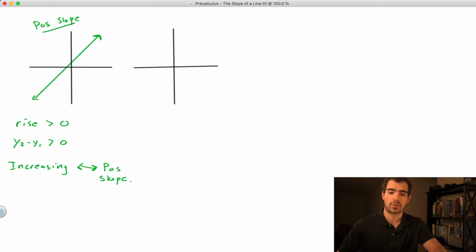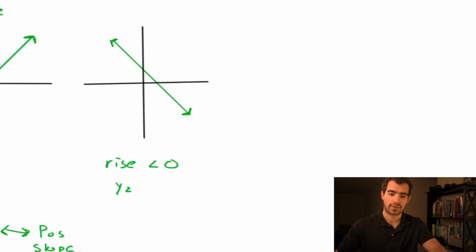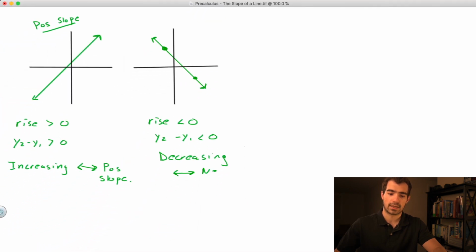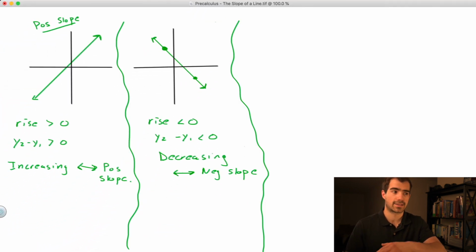On the other hand, if we were to draw something like this, our rise is going to be less than 0, right? Our y2, our value down here maybe compared to our y1 up here, is going to be smaller. So the difference between those two is going to be negative. y2 minus y1 will be negative. And so when we have a decreasing function, that's going to tell us that we have a negative slope. But as you might guess, thinking back to our increasing, decreasing, and constant functions, these are not the only cases.